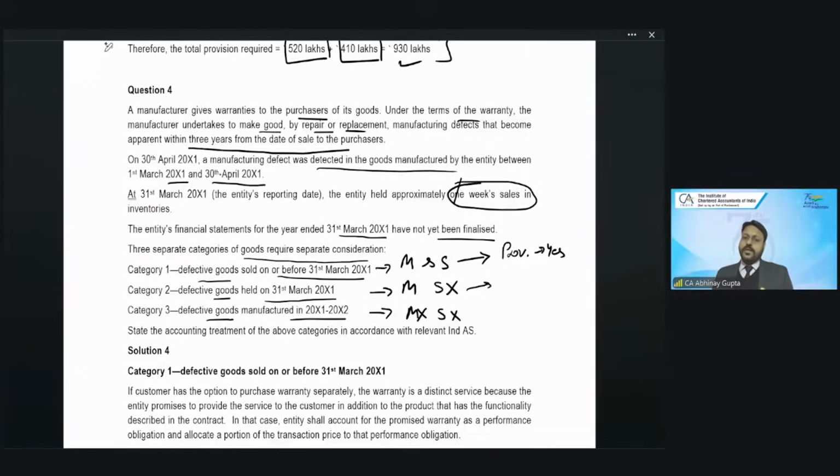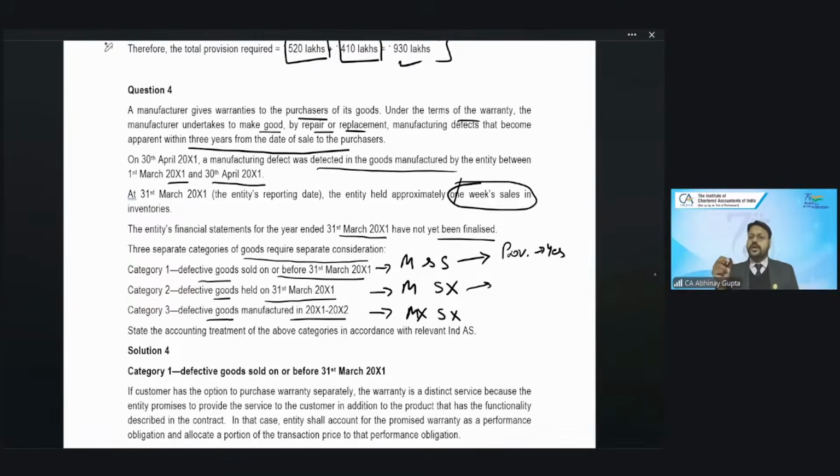Goods are manufactured but not yet sold. So unless and until the goods are sold, there wouldn't be any warranty obligation arising. No, it's not needed. Okay, because the warranty obligation is not there as the goods are not yet sold. So there is no warranty obligation. Correct? So is a provision required for warranty or not? No. For warranty, no provision is required because the goods are not yet sold.